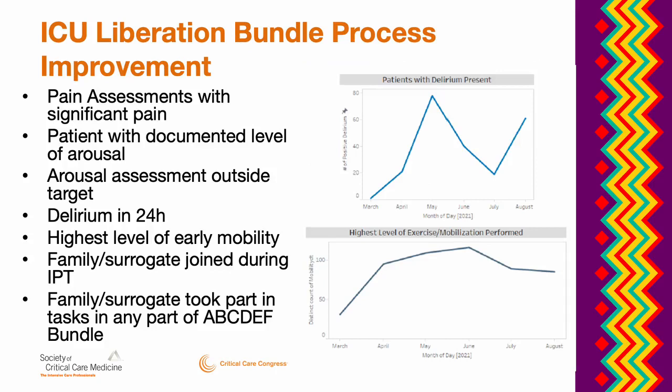And this is some of the process improvement that we had talked about will be coming as well. So pain assessments with significant pain, patients with documented level of arousal assessments outside of the target. I think that's something all of us have seen, that maybe the patient has a target level of arousal of -5, which was appropriate yesterday, but now their actual RASS score is 0 because yesterday they needed to be deeply sedated. Maybe today they don't, so just making sure those are correlated.